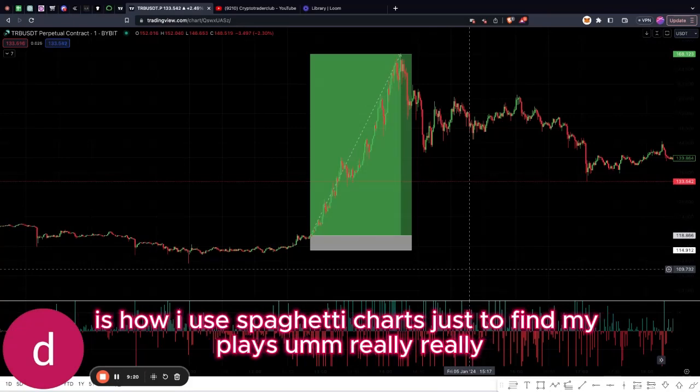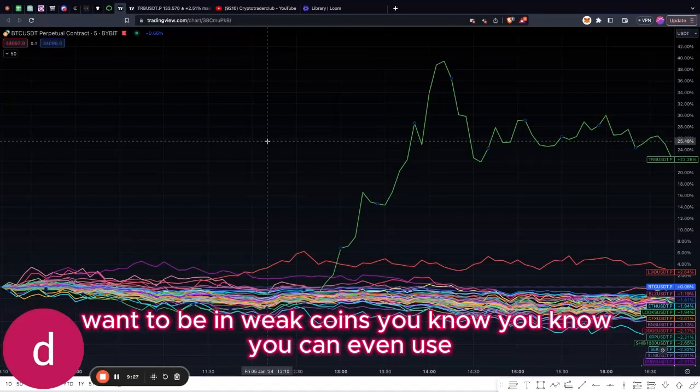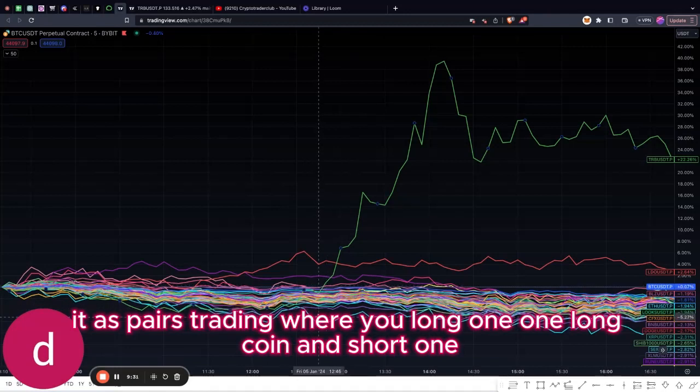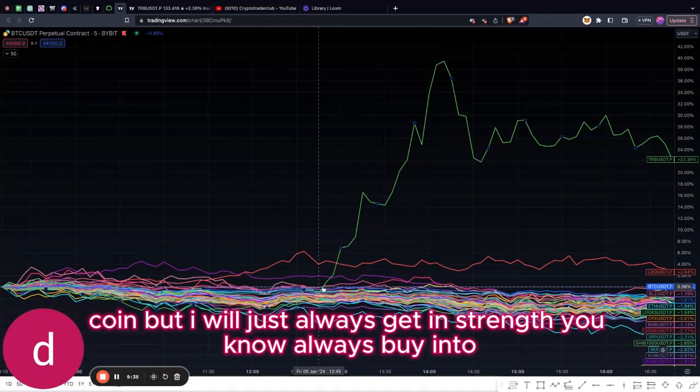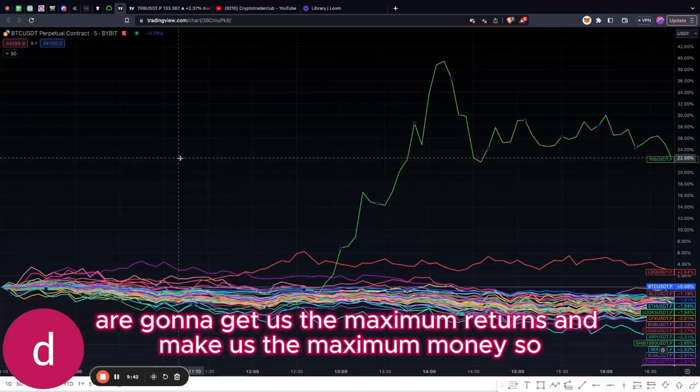So this is how I use spaghetti charts just to find my plays. Really, really effective. Really, really helps because you want to be in strong coins. You don't want to be in weak coins. You can even use it as pairs trading where you long one coin and short one coin. But I will just always get in strength. Always buy into strength. We don't want to buy into weakness. We want to get plays that are going to get us the maximum returns and make us the maximum money.